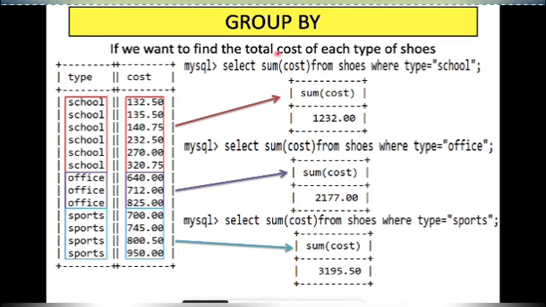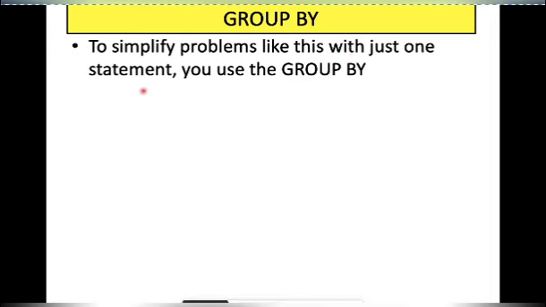So there should be a way in which we can group the data as per this type column and then find the result. So this is where the group by clause comes into the picture. Group by clause simplifies the problem like this. With just one statement you use the group by clause. So what happens with group by clause? It will simplify the problem which I have just mentioned.